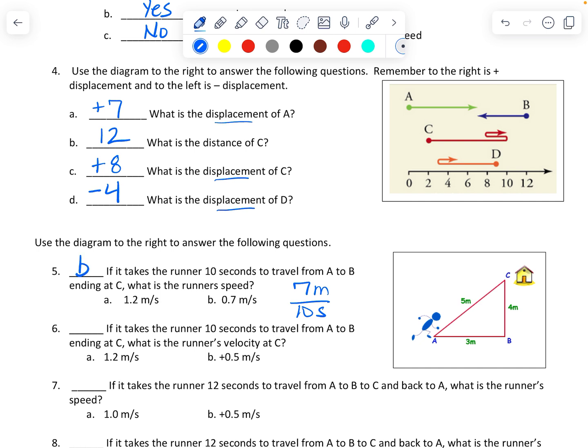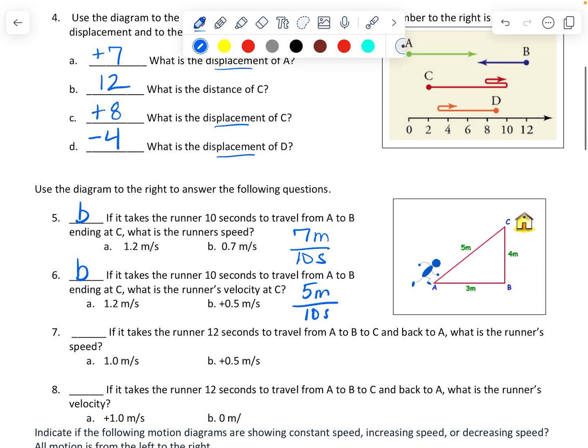So that's B. If it takes a runner 10 seconds to travel from A to B to C, what is the runner's velocity? So velocity is displacement divided by time. So the displacement from A to C is 5 meters. So this one is 5 meters divided by 10 seconds. See how it's different? Distance is the total ground covered, whereas displacement is just how far you are from the start. So 5 divided by 10 is 0.5, and we need a direction because it's displacement and velocity. So that would be B at 0.5.